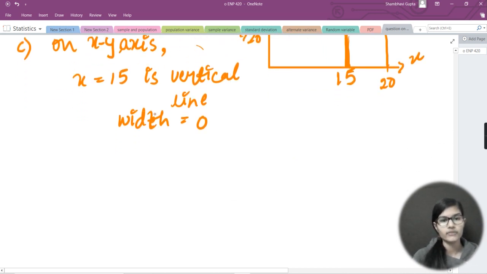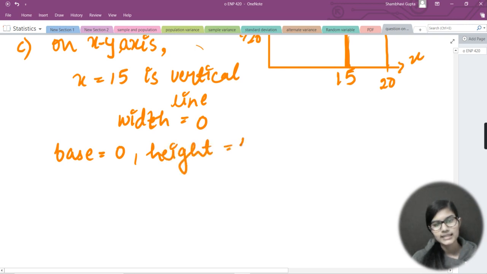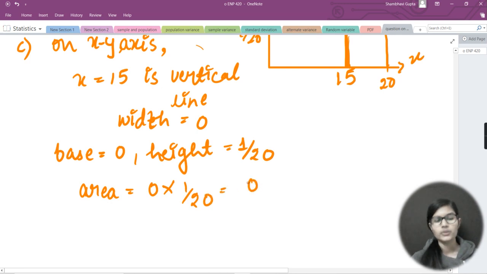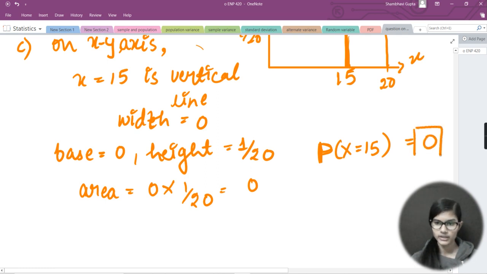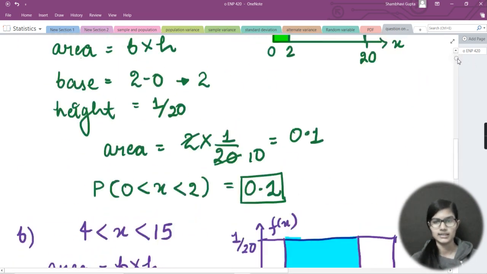So let me write in base and height terms only: base is equal to 0 and height is equal to 1 by 20, right? When I apply the area formula, I get 0 into 1 by 20, that is equal to 0. So this is the probability that x is equal to 15. Probability is 0. So here comes my third question's answer.